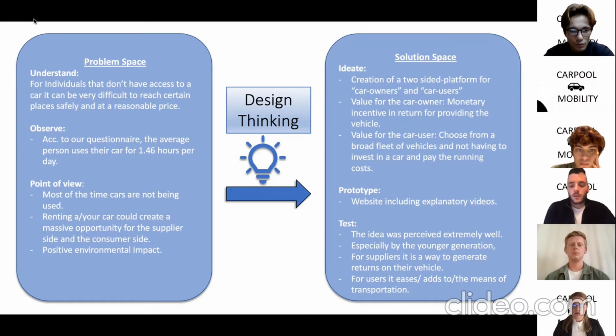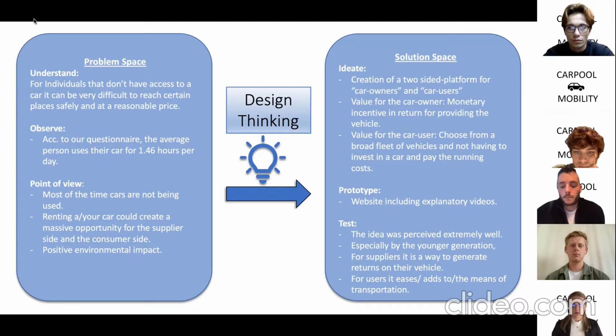For the problem space, the problem that really started off our design thinking process is that for individuals that don't have access to a car, it can be very difficult to reach certain places safely and at a reasonable price. So taking public transport or taking cabs or taxis is not always the perfect solution. And this got us started thinking, and we started to observe. And we did this also through a questionnaire. And according to the results from the questionnaire, the average person uses their car for 1.46 hours per day, and the remaining time is unused. And this step by step helped us to define our point of view.